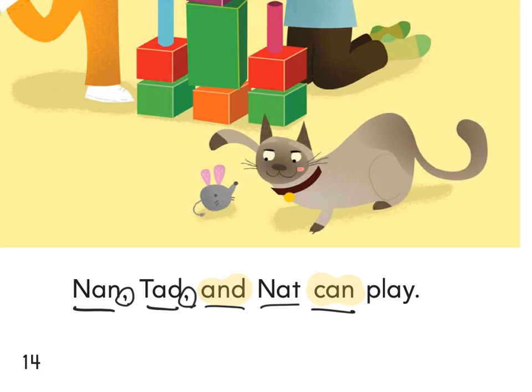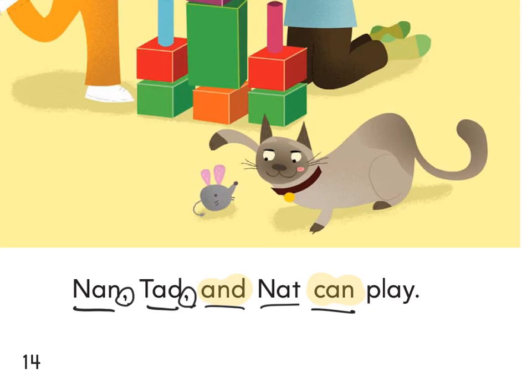Okay. All these words are sight words or short A words we should be able to read. But this word's the word play, so just remember that one's play. And let's put our pencils down and fingers ready and read it together. Ready? Nan, Tad, and Nat can play.